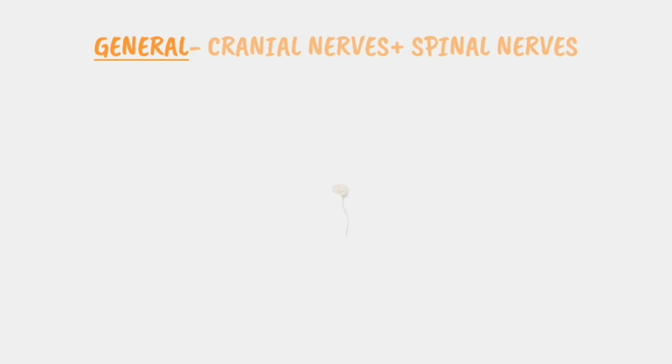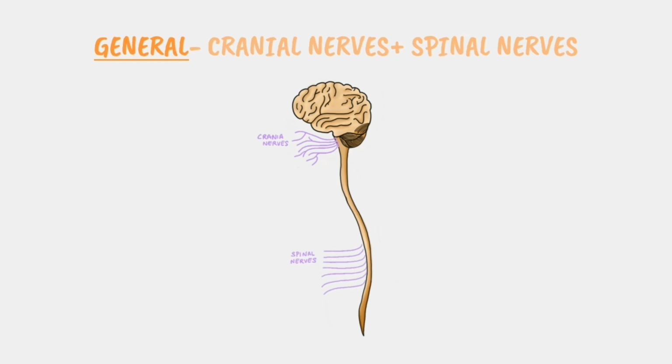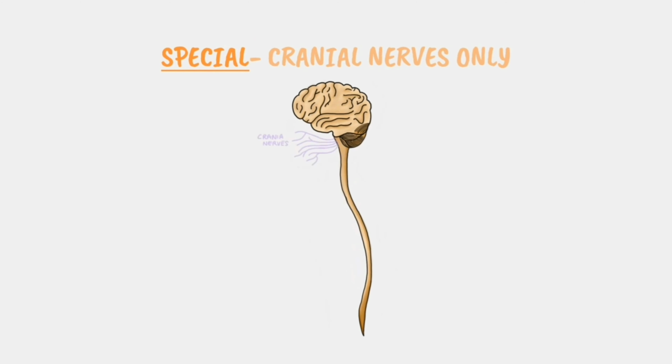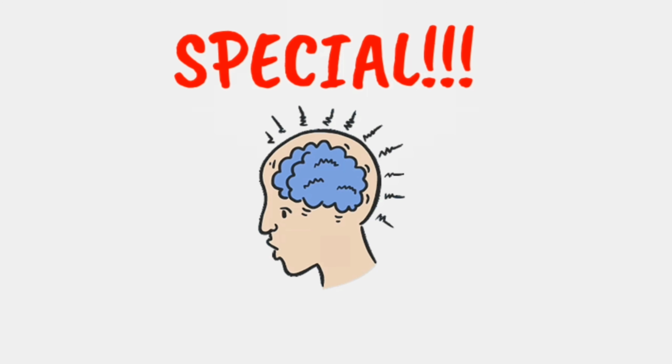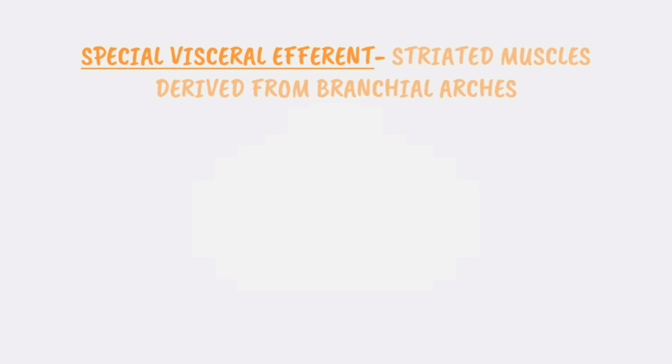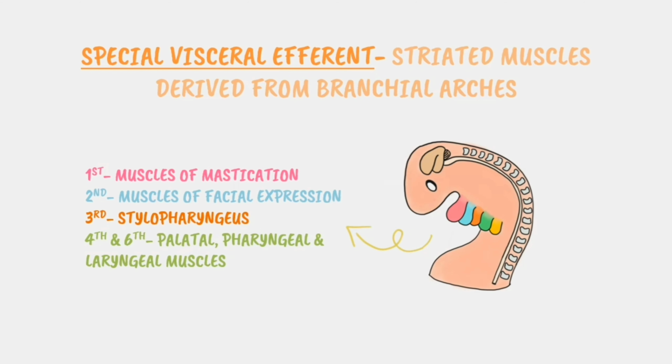General are those components that are carried by cranial nerves and spinal nerves. Special are those components that are carried by cranial nerves only. You can remember this in an easy way. Our brain is special, so the cranial nerves that arise from our brain are carried by special components. Special visceral efferent is to the striated muscles derived from the branchial arches.